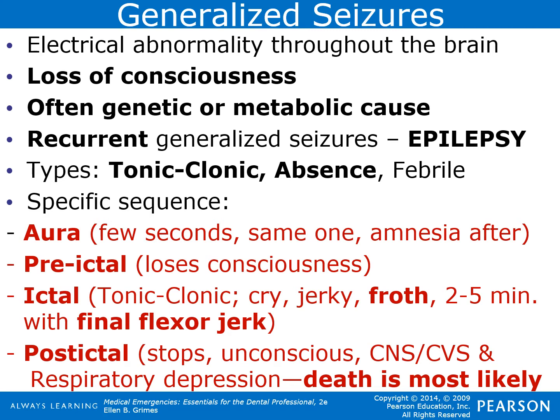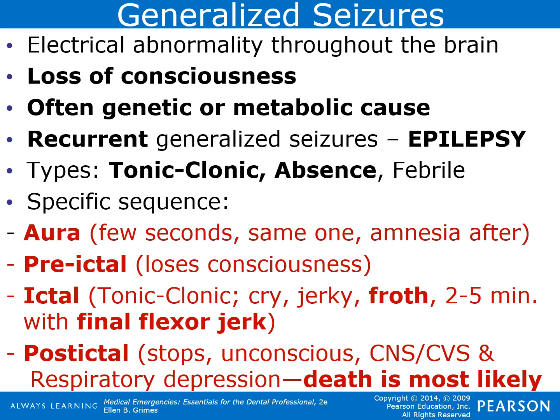Okay, then we have preictal, in which you lose consciousness. You have an aura and then preictal. Then you have your ictal. That's when you have your tonic-clonic movement with the stiffening and the jerking. You can have a cry, have froth in the mouth. It can last anywhere from 2 to 5 minutes with a very final big flexor jerk.